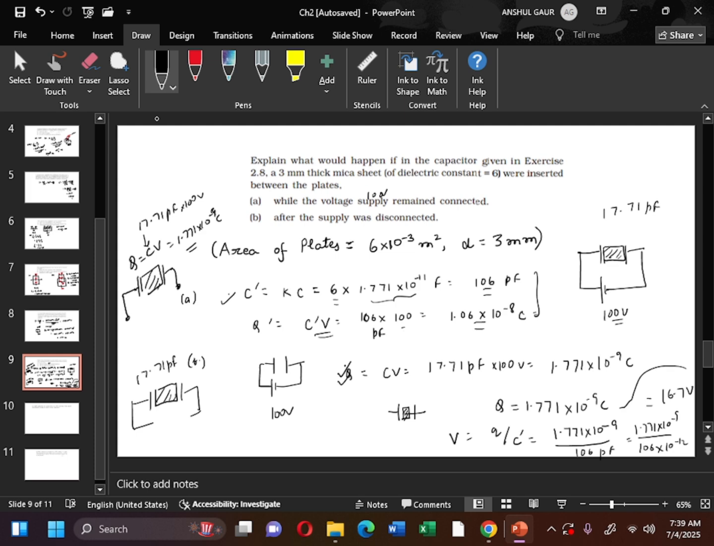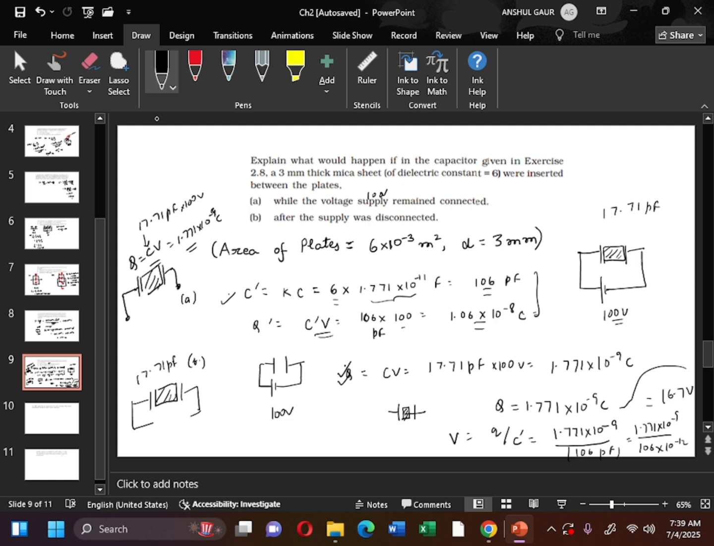C डैश जो नया कैपेसिटेंस है, जो अभी अभी हमने पिछले पार्ट में कैलकुलेट किया है, 106 पिकोफैरड का कैपेसिटेंस हो जाएगा. तो सिचुएशन कुछ इस तरह से है कि चार्ज तो पिछले एग्जाम्पल के हिसाब से होल्ड रहा, जैसे 1.771 इंटू 10 पावर माइनस 9 कूलम, और कैपेसिटेंस अब चेंज होकर 106 पिकोफैरड हो चुकी है.